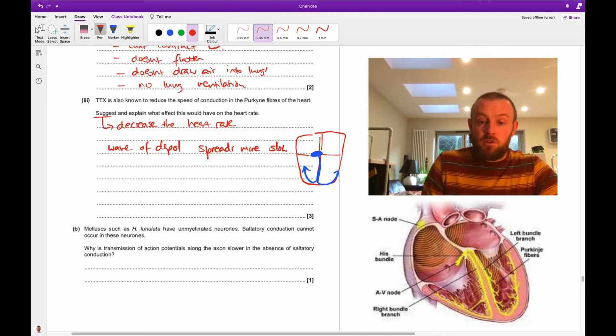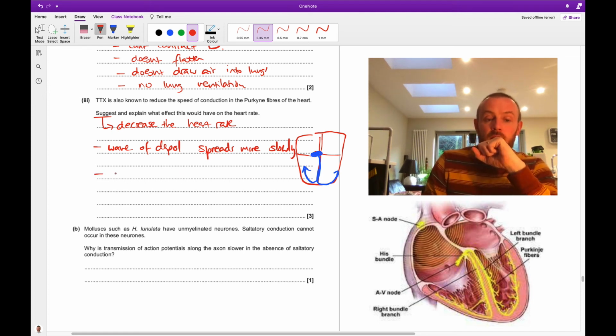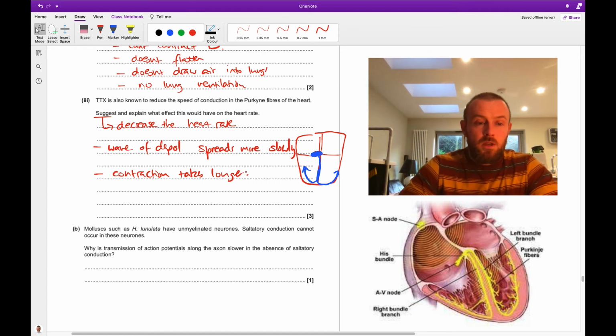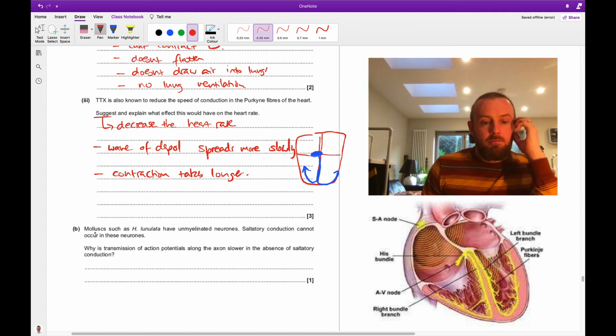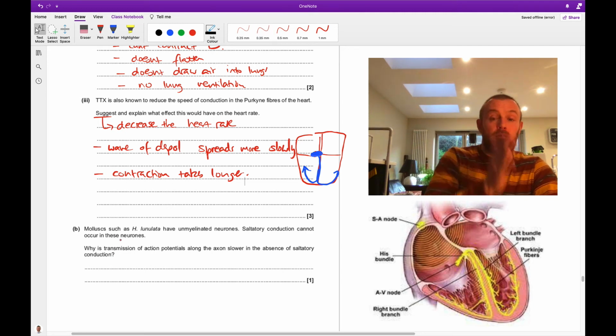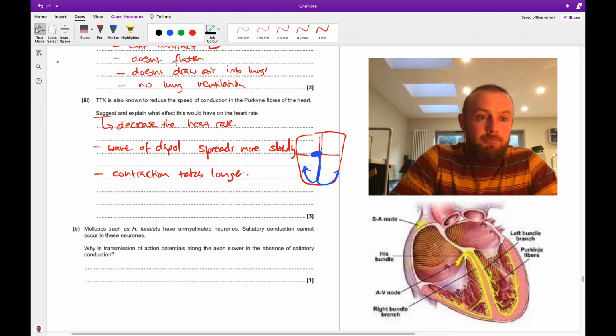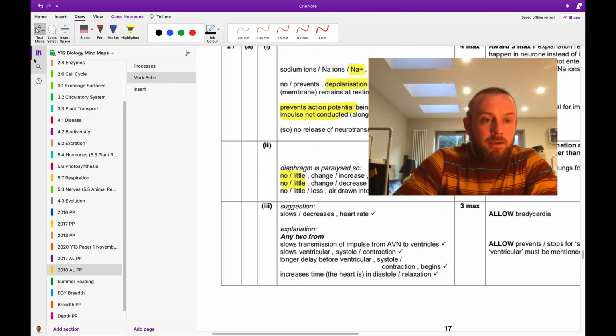I'm just writing this down quite quickly because we're going to look in the mark scheme in a second. Wave of depolarization spreads more slowly. Contraction takes longer. And therefore slower heart rate, basically. We'll quickly look at this one here before we go to the mark scheme. B: Why is transmission of action potentials along the axon slower in the absence of saltatory conduction? So this means the action potential doesn't jump from node to node, it travels smoothly along the axon, which takes more time, basically. Let's look at the mark scheme.